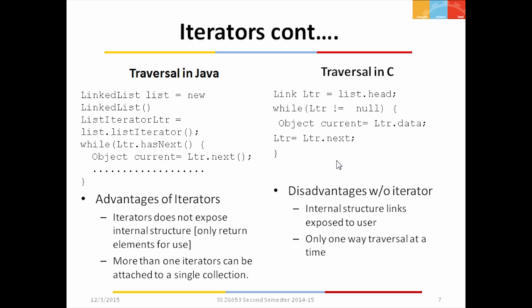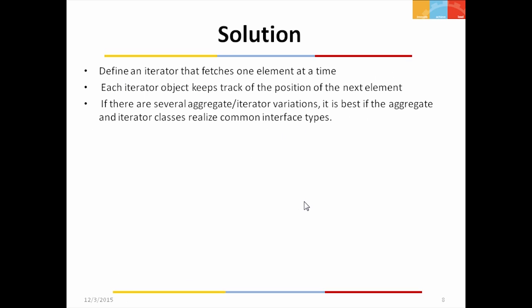So here, without the iterator, this internal structure is exposed. Like there is something called a head, there is something called data, there is something called next. These are all exposed. And first of all, with this you can only traverse one way. And if the data structure of the linked list is changed, then this whole code has to be modified. So let's look at the solution.